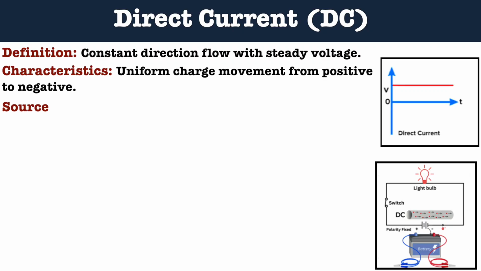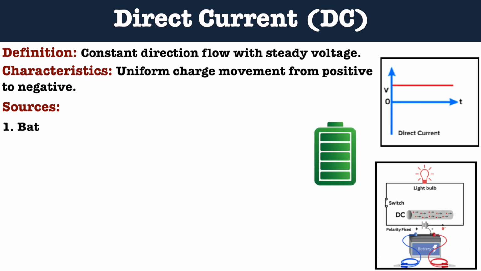Now we talk about the sources. The common source of DC is batteries, which provide a constant voltage output. Batteries are found in everything from small devices like remote controls to larger applications like cars and backup power supplies.